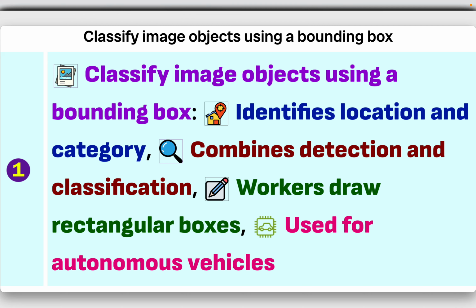So workers are presented with an image and a list of predefined categories. For example, let's say car, pedestrian, traffic light. They must draw a rectangular box, which we call a bounding box, around each object of interest to enclose it completely. This process localizes the object by defining its pixel coordinates within the image.